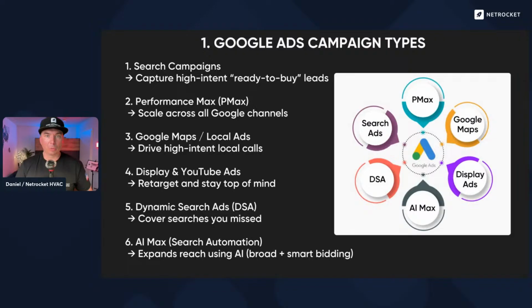Then we also have the Google Maps local ads, the ads which are specifically driven by local intent, and they drive visits to your location. Not everybody needs this, but anyway, just be aware that this exists. Display and YouTube ads work very well to retarget the audience, but you can target as well. The dynamic search ads, the DSA, and the AI Max are the other types of AI-driven Google Ads campaign types.